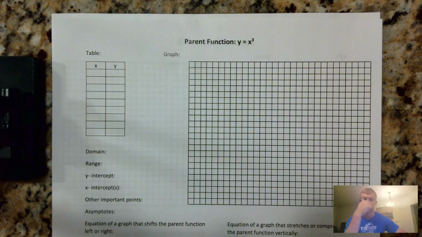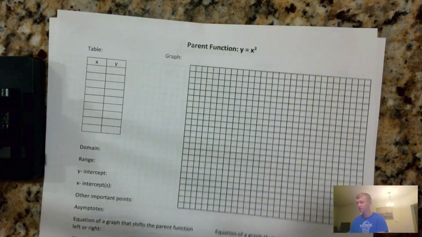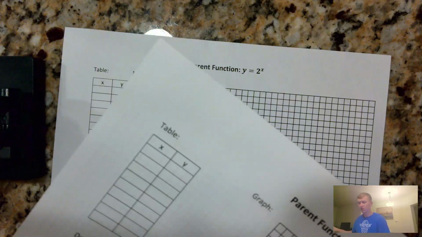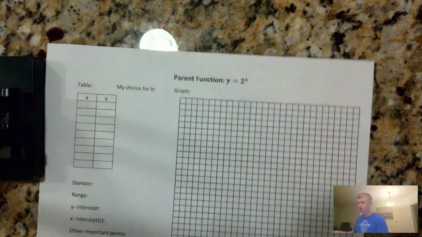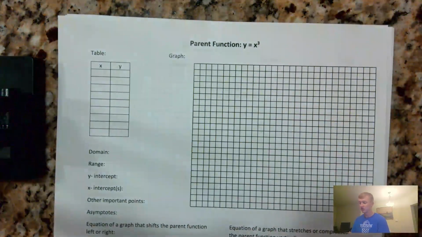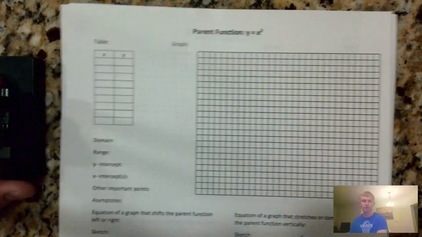With vertex form, we talked about the stretch factor with the a value, the horizontal shift with the h value, and the k value, which moves it up and down. Now we're going to apply this to every function. If you had a chance to look in your packet, you're going to notice x cubed, square root of x, absolute value, 1 over x, the hyperbola, and y equals 2 to the x, the exponential. All of these functions are now going to use those a, h, and k values.